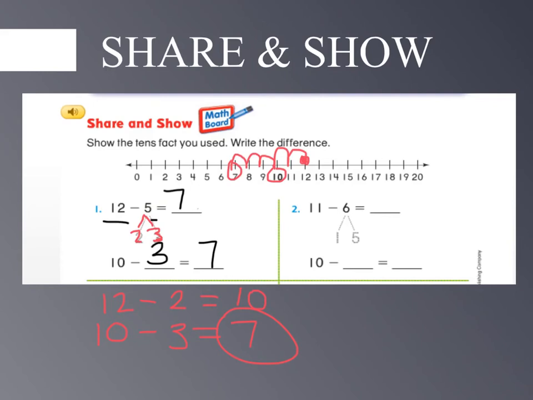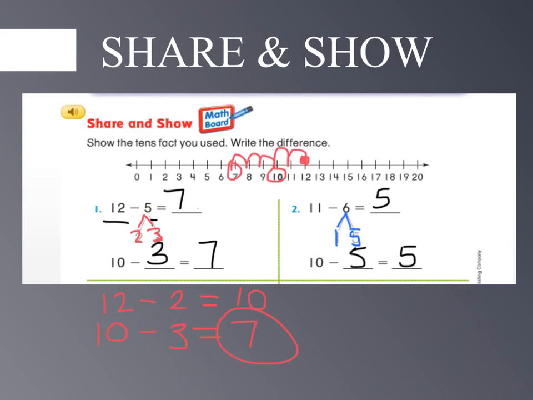Now let's try number 2. Go ahead and pause the video and give it a try on your own. Welcome back. If your answer looks something like this, you are correct. Let's work this one out together also. So for this problem, we have 11 minus 6. We know that we can break down 6 into 1 and 5. Now, we know that there are many facts that equal 6. 1 and 5 is just one of them. But we want to use 1 and 5 because the 1 is in the ones place for 11.